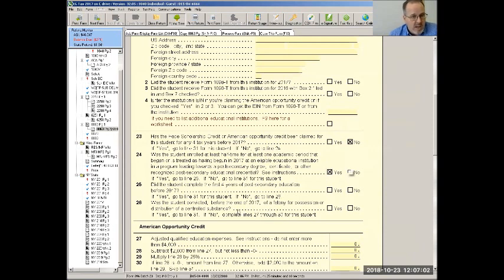Okay. Did the student complete the first 4 years of post-secondary education before 2017? No, she's in her third year. Okay. And the last one is, there's Jim's questions. He thought that was kind of random. Was the student convicted before the end of 2017 of a felony for possession or distribution of a controlled substance? Okay. So if they're doing extracurricular activities in their chemistry class and they've been convicted, they're not going to get this.